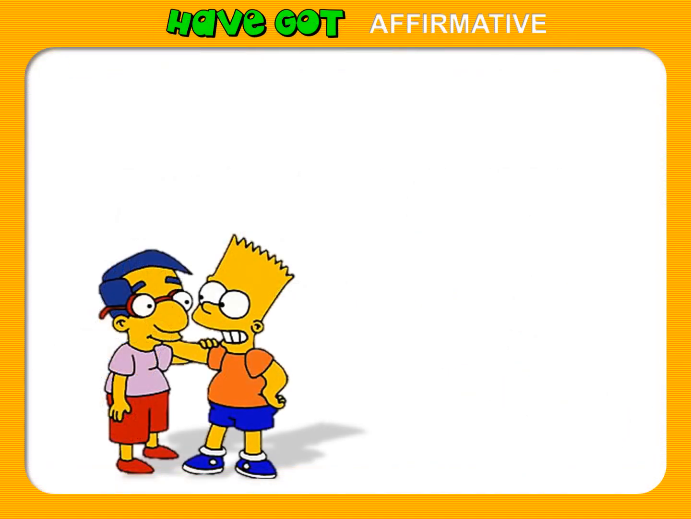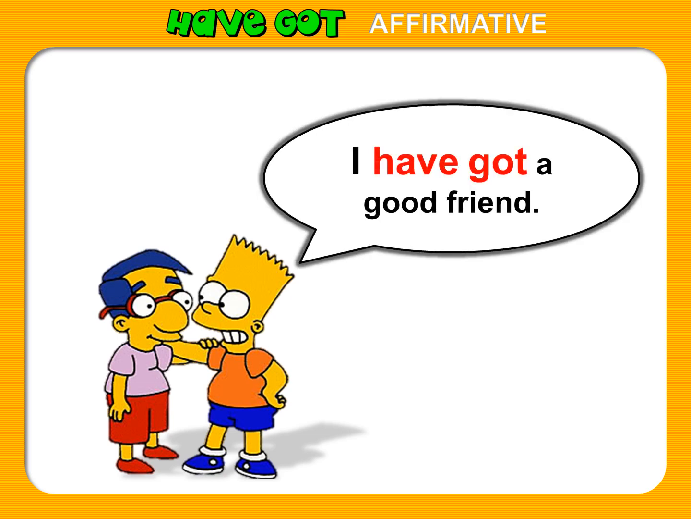What do you think about this one? What can we say about it? It's an affirmative form. So we can say about this picture, I have got a good friend. So, the affirmative form is the opposite of the negative form. When I speak about something I have, I say, for example, I have got a good friend.